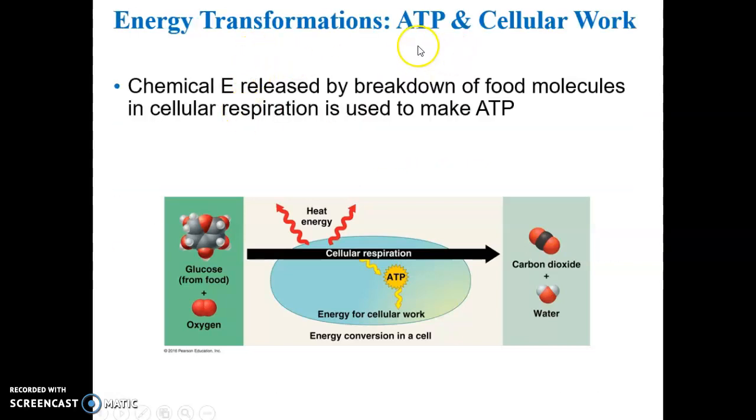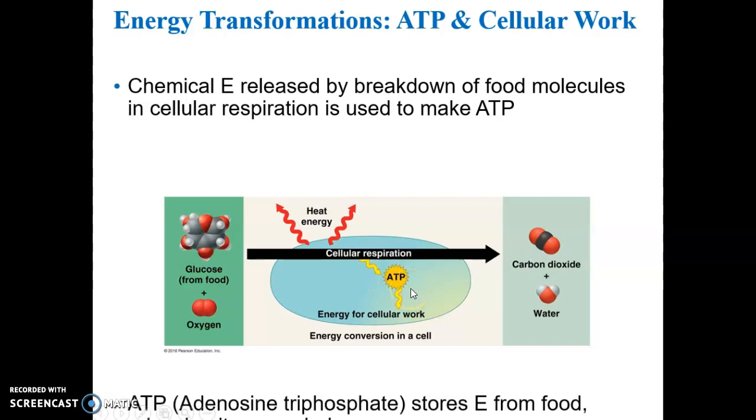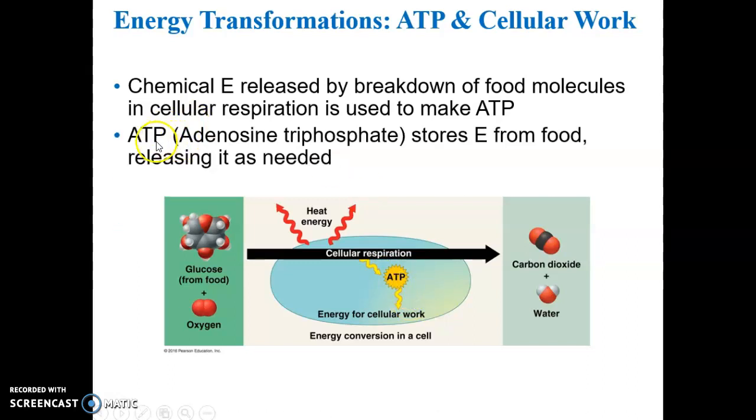So, ATP and cellular work. The chemical energy that's released from the breakdown of our food molecules in the steps called cellular respiration is used to transfer the energy from glucose, the food molecule, onto the high energy molecule of ATP. That's the abbreviation for adenosine triphosphate. It stores that energy derived from food, and now it releases it as needed to drive cellular work.